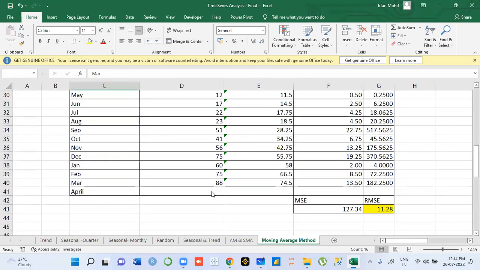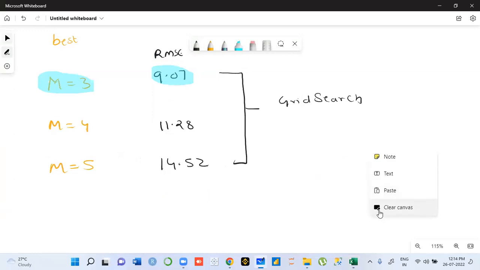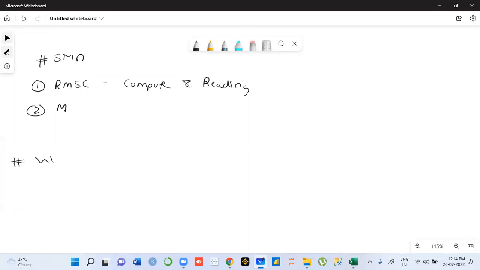Okay, now guys, we have another concept. I teach you simple moving average. I teach you how to read, compute, and read it. I teach you how to select value of M. Now we'll use second concept called weighted moving average.